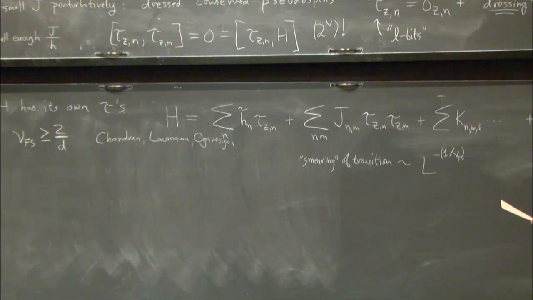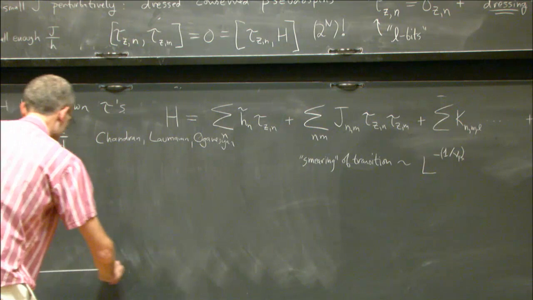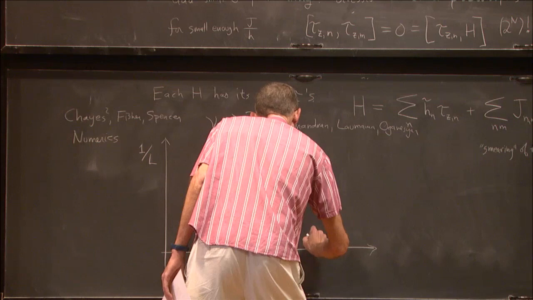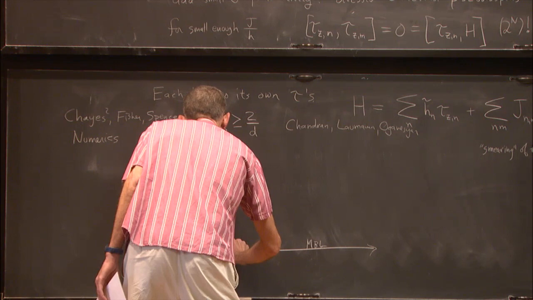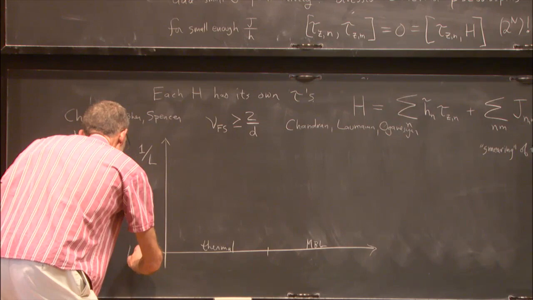Okay, so what's the numerical situation? I want to draw a finite size diagram. So we're going to put 1 over L on this axis, the size of the system. And this might go from 6 to 22, or from 1/6 to 1 over 22. So not a big range, but some range. And then here we're going to put this other axis, and here's the putative transition. Here it's MBL and here it's thermal. And this is the thermodynamic limit, so this is L equals infinity.